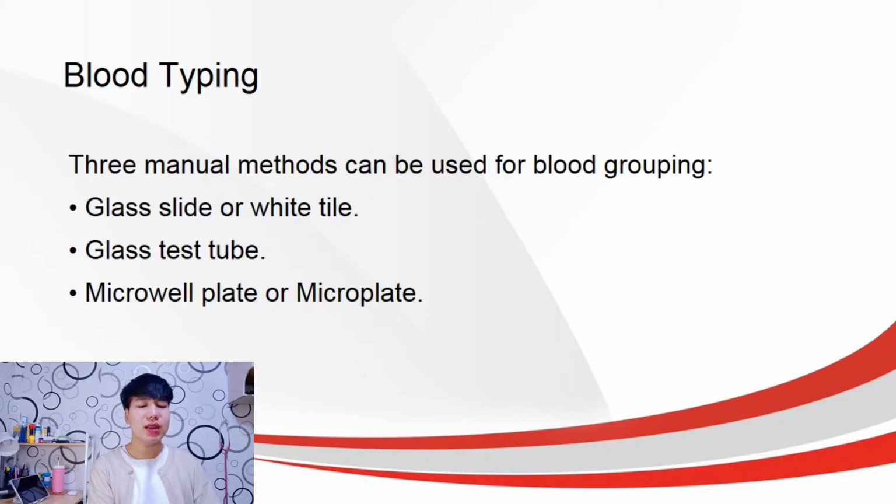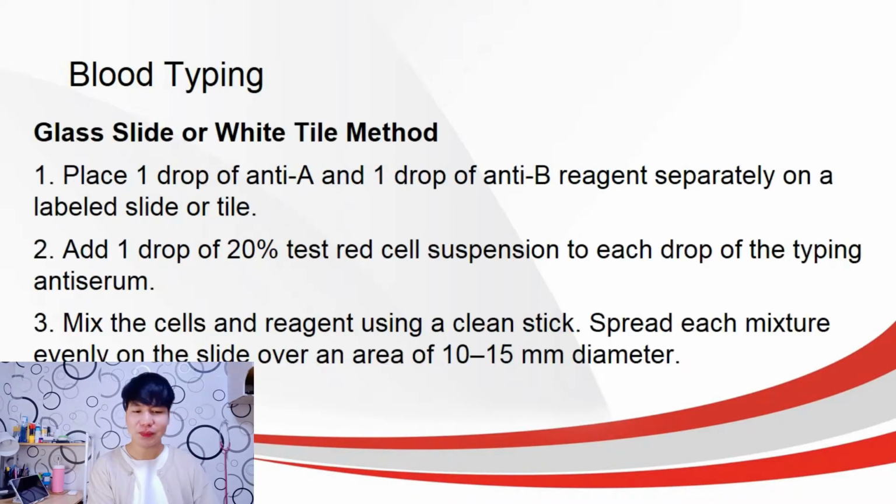Blood typing can be done using three methods. It can either be glass slide method, which is commonly performed in the laboratories, the test tube method, and lastly, the microplate method. There are three options, no, but for this specific lecture, we will limit ourselves only to the glass slide method, also known as the white tile method. So how is this done?